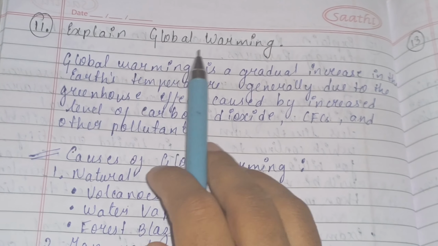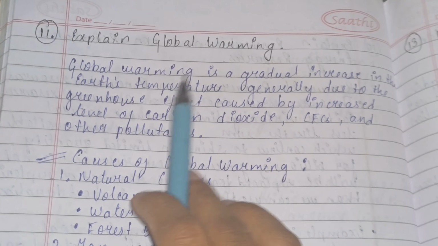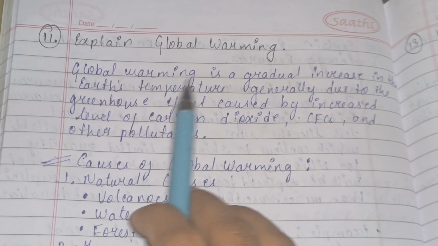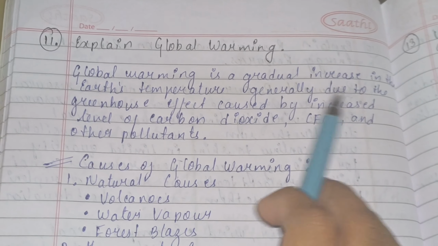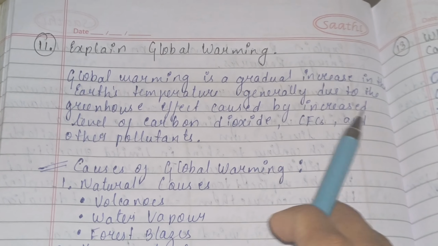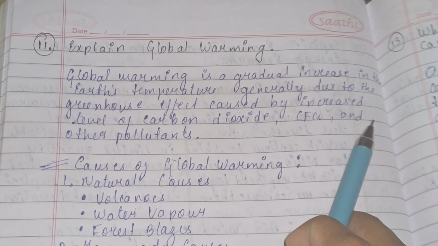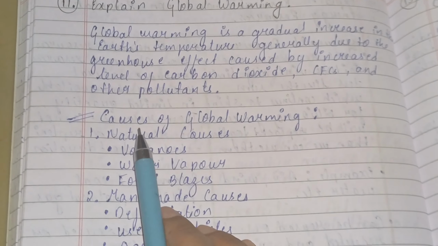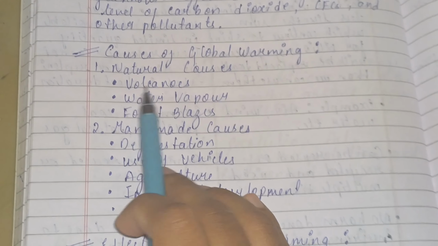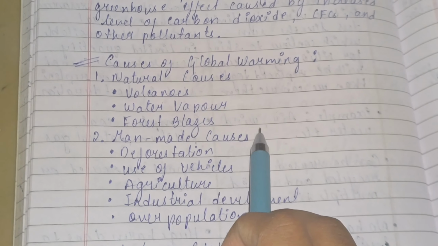Next question, explain global warming. Global warming is the gradual increase in the Earth's temperature, generally due to the greenhouse effect caused by increased level of carbon dioxide, CFCs and other pollutants. Causes of global warming: natural causes, man-made causes.